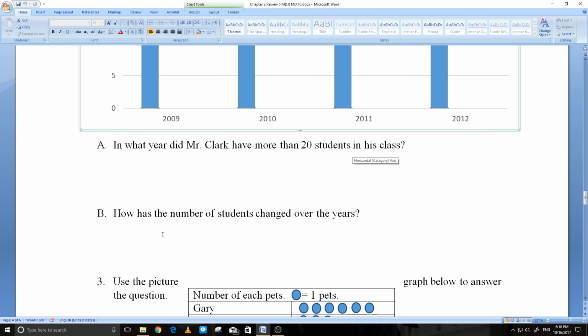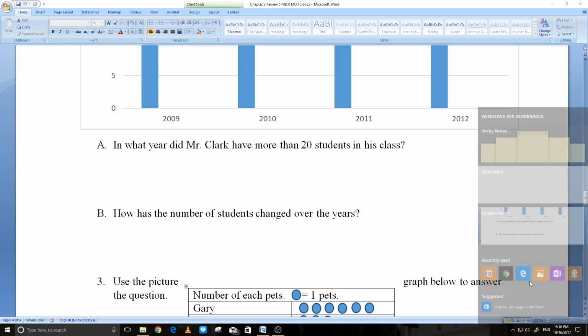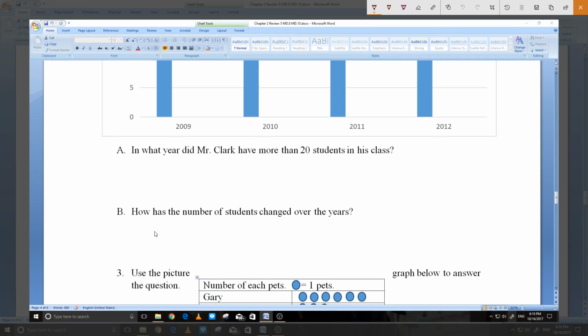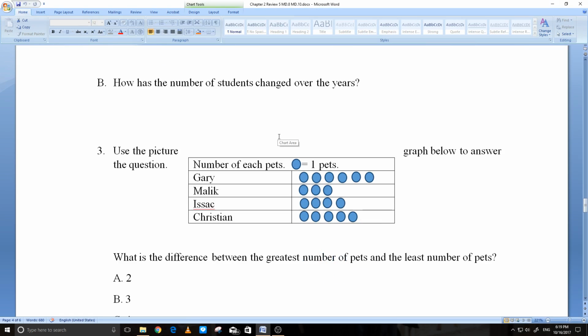So you can actually just write here, more kids or students. That's better. Every year. And that would be okay. All right, that's how you complete number 2. Please take a look at number 3.